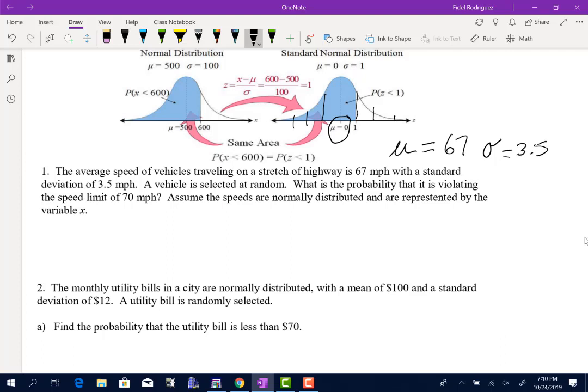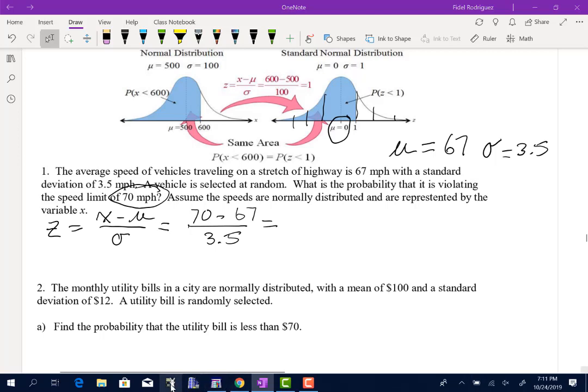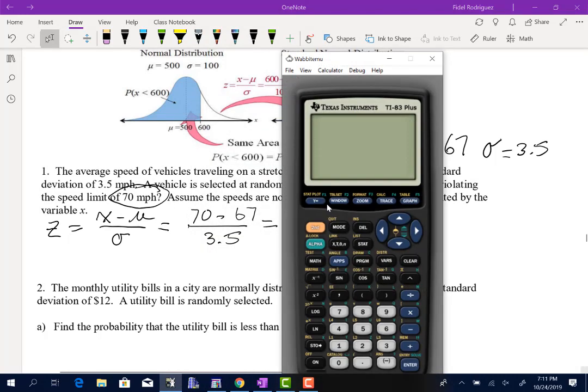3.5. Okay. So guys, we're going to use the formula z equals x minus mu divided by the standard deviation. And they're asking us to look at a speed of what? At 70, okay? So let's take 70, subtract 67, which is the mean, and divide it by 3.5, right?